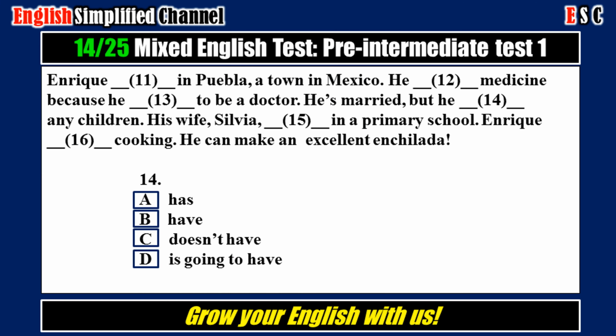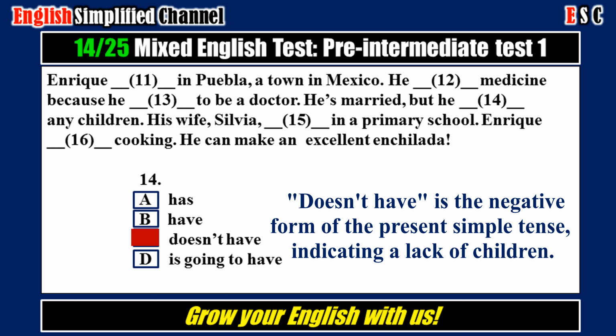14. A. Has. B. Have. C. Doesn't have. D. Is going to have. 14. He's married, but he 14 any children. Answer. C. Doesn't have. Doesn't have is the negative form of the present simple tense, indicating a lack of children.